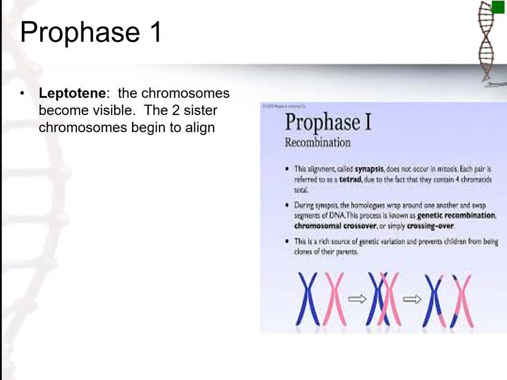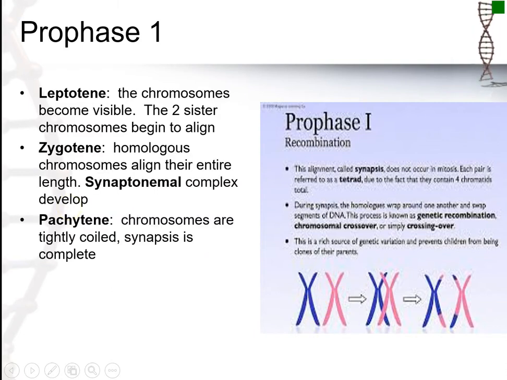The first stage is prophase 1 in meiosis 1. And meiosis 1 is really the important one. Meiosis 2 is really mitosis, but without any cell division in between. So in leptotene, the chromosomes become visible, and the two sister chromatids start to align. So here we have one sister chromatid, and here's the other. This is dad's copy. Let's call this mom's copy.